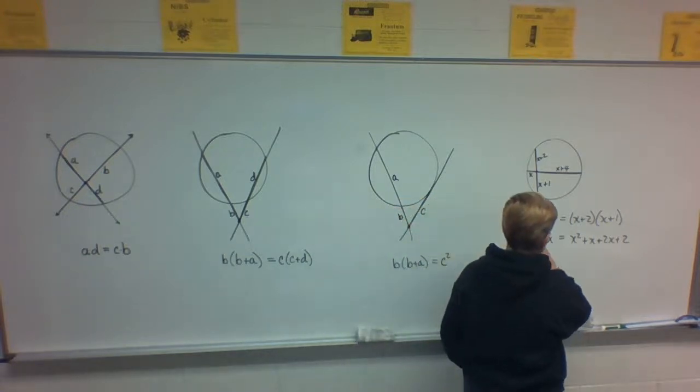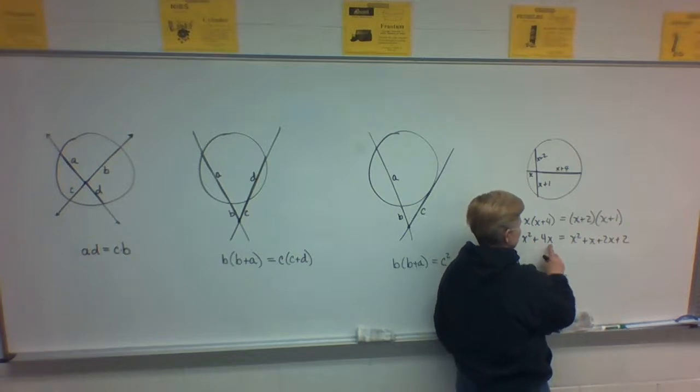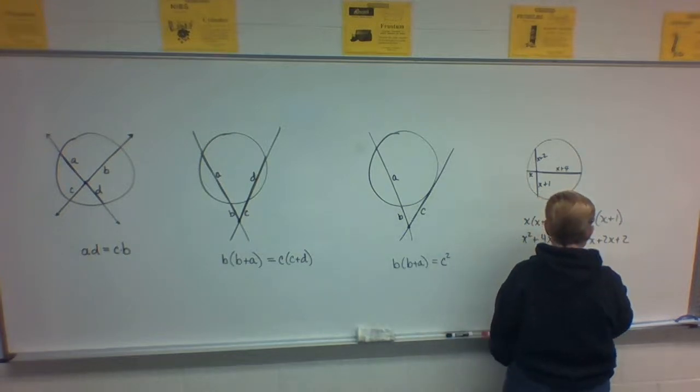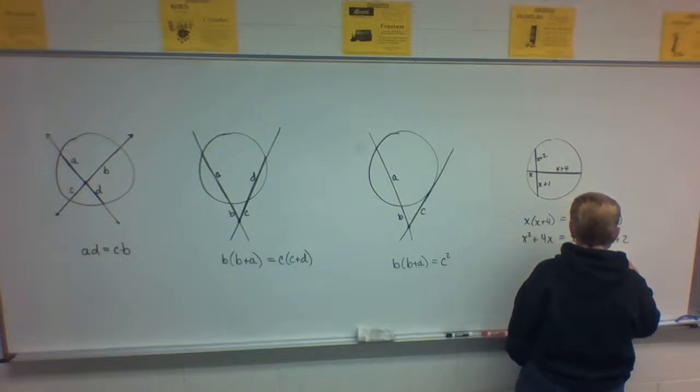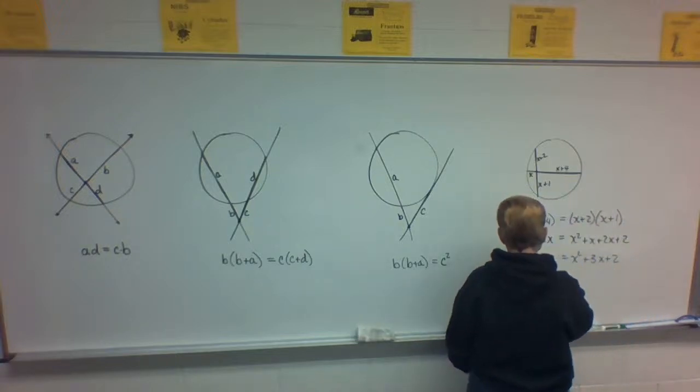Now we clean things up. I can't combine these because you can't combine x squares with x's, but I can combine these 2 right here. That's going to give me x squared plus 3x plus 2. That's as cleaned up as that gets.